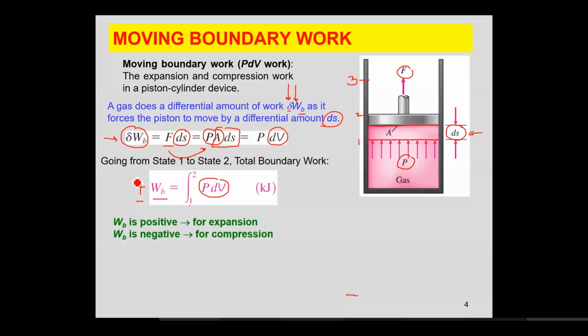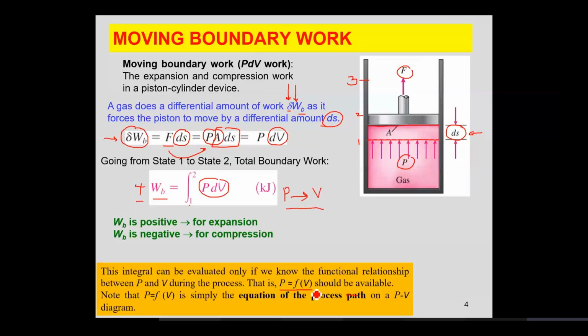And in order to evaluate P dV, you need to have a relationship between pressure and volume. The relationship between pressure and volume is nothing but the path through which the system is moving. So the knowledge of pressure as a function of volume is essential in order to calculate the boundary work. That relationship is nothing but the equation of the process path. How did you move from state 1 to state 2?